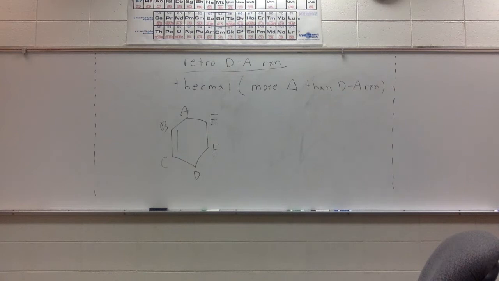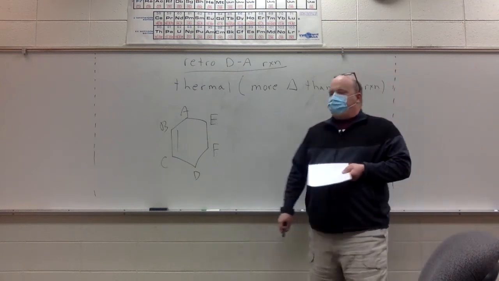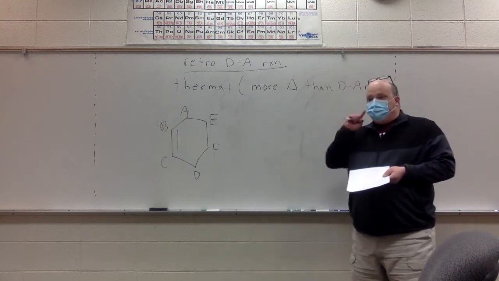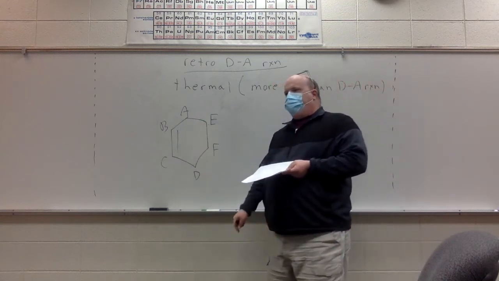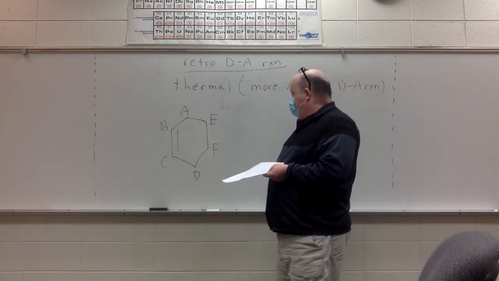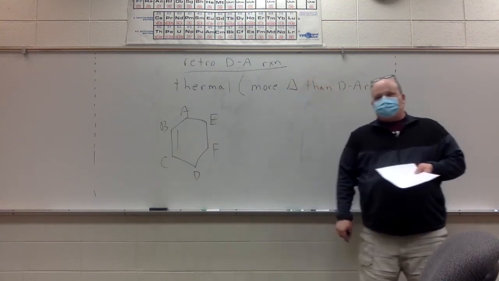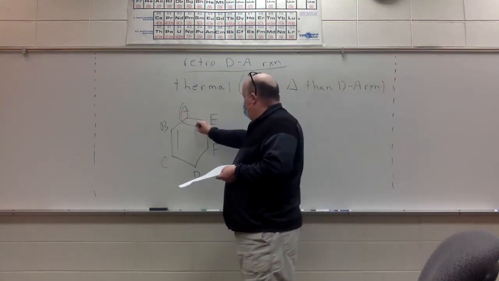Which bonds are we going to break here? You guys tell me. Do you see any sigma bonds that we would break? What's that? A and D. There is no sigma bond between A and D. Sorry, B, C. I'm lost. It's actually not going to be between D and C. A, D, E. Yeah. These 2 right over here are going to be broken.